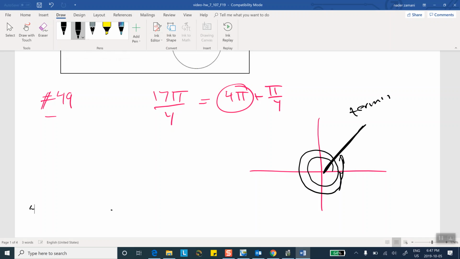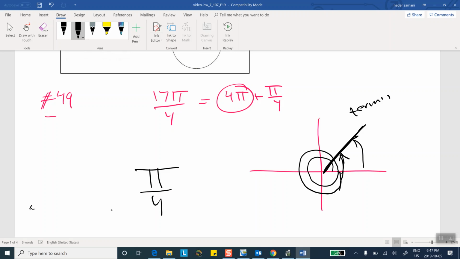We stop there. If you want to find an angle between 0 and 2 pi which is coterminal with that, all we need to do is take this angle. So pi over 4 is the answer to problem number 49.